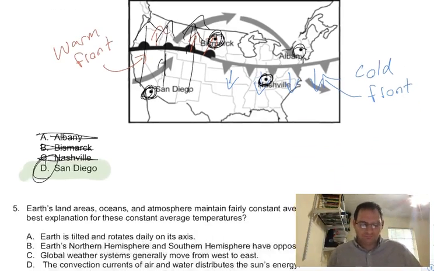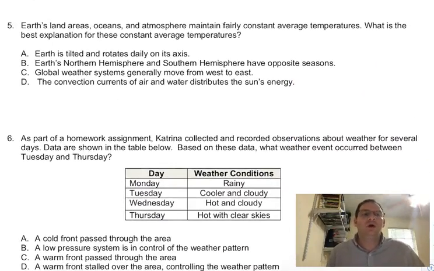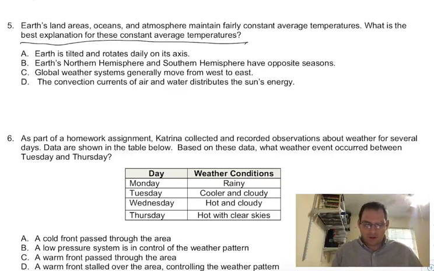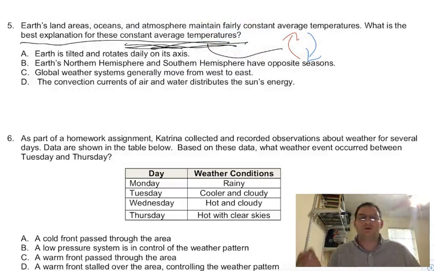Question 5. Ooh, we've seen this one before. Earth's land, oceans, and atmosphere maintain fairly constant average temperatures. What is the best explanation for these constant average temperatures? So looking for what's the best explanation for constant average. Once we see constant average temperatures, we can start thinking of, draw it, convection. Warm air rises, cold air sinks. And also goes along with water too. Warm water rises, cold water sinks.